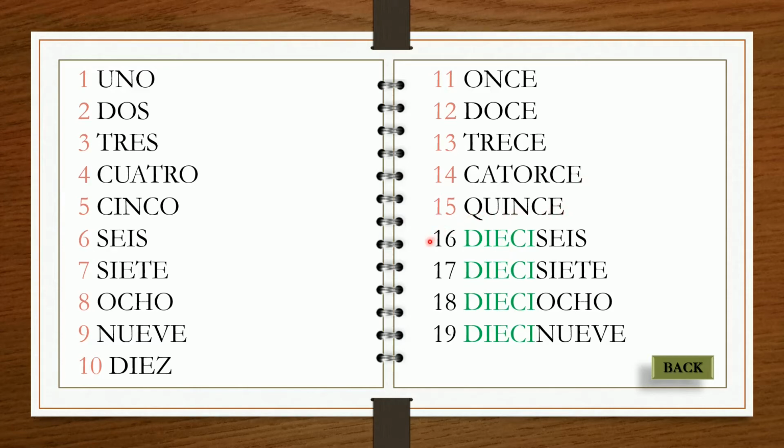Now guys, from 16 to 19 we have a little bit of a different behavior, and we have the root word diez, and then it will be followed by one of the numbers from 6 to 9. For example, 16, 17, 18, 19. Again, 16, 17, 18, and 19.